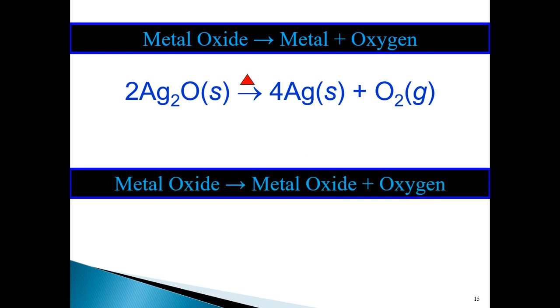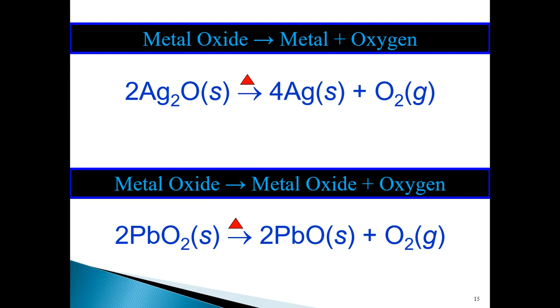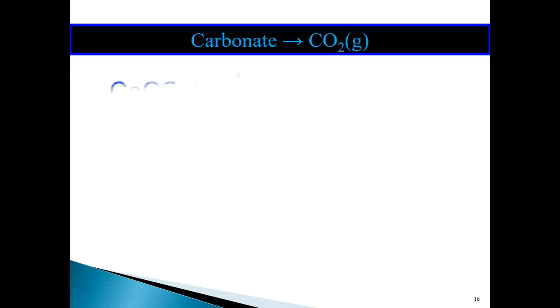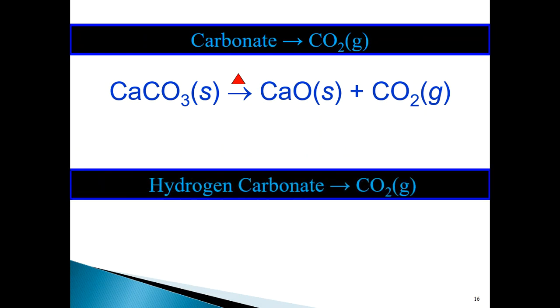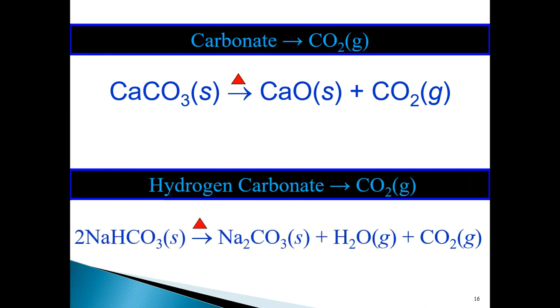You can also have a situation where a metal oxide is decomposed to form another metal oxide and oxygen, such as lead(IV) oxide being heated to form lead(II) oxide and oxygen. You can also have the decomposition of carbonates. One of the products will be carbon dioxide, such as calcium carbonate forming calcium oxide and carbon dioxide. You can also have a hydrogen carbonate being decomposed in a similar fashion, but in this case, it will form a carbonate plus water and carbon dioxide. That's what happens in the case of sodium bicarbonate, I should say.